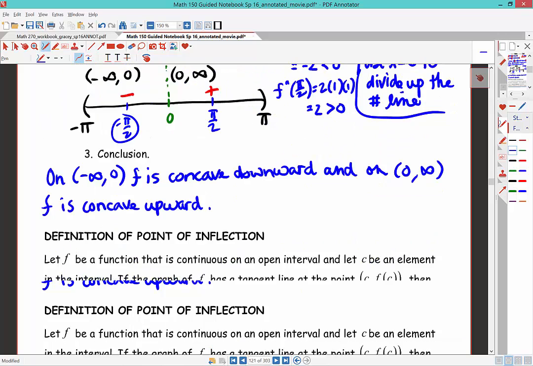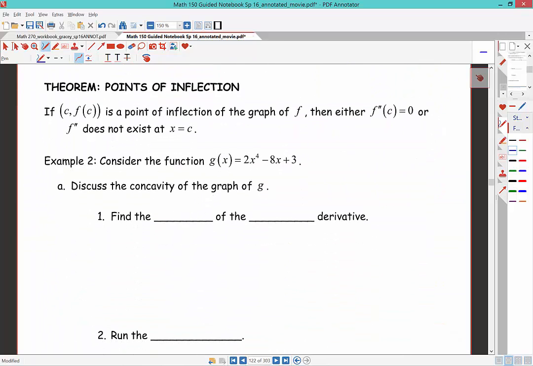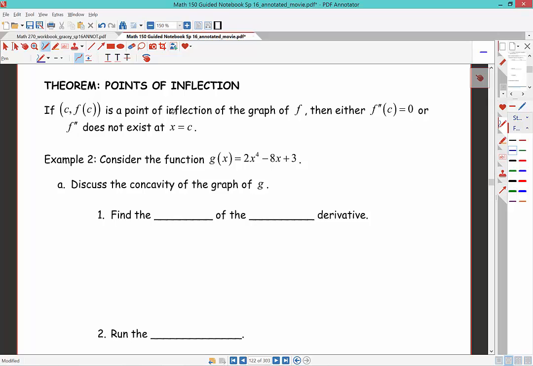All right? Okay, so now let's take a look. There's a theorem, of course, for points of inflection. Assuming c, comma f of c is a point on your graph, if it's a point of inflection, then either the second derivative evaluated at that input value is 0, like we talked about, or the second derivative does not exist when x is c, but the original function does, all right? So let's check it out.